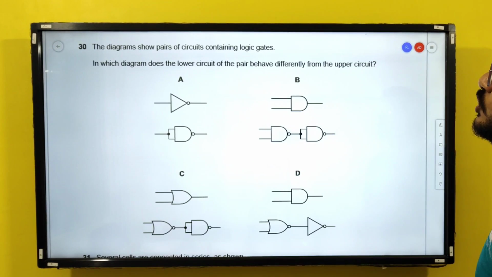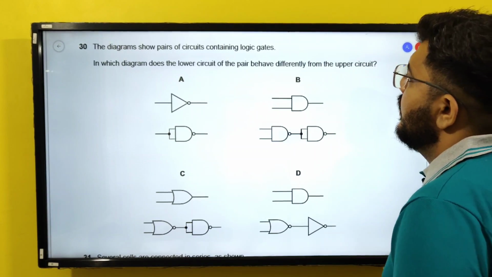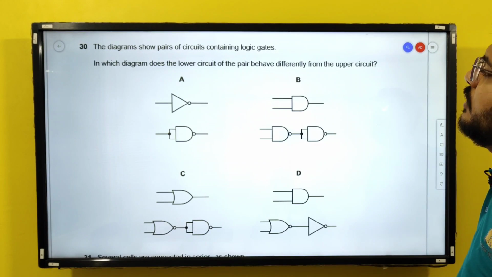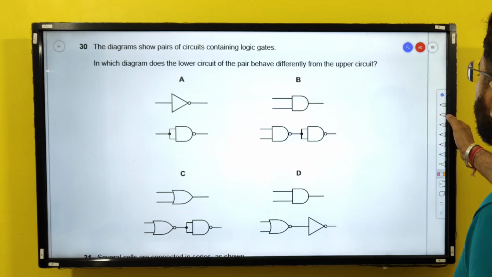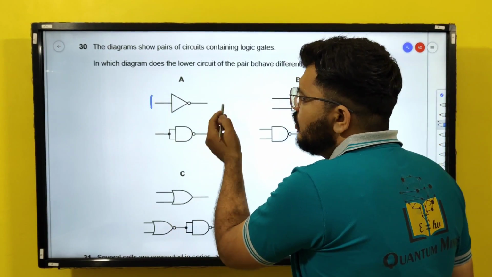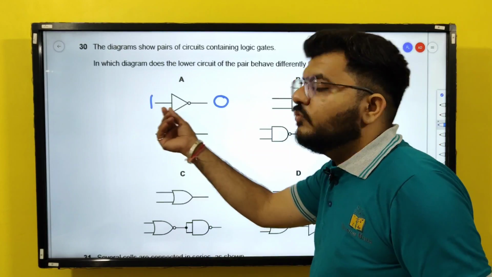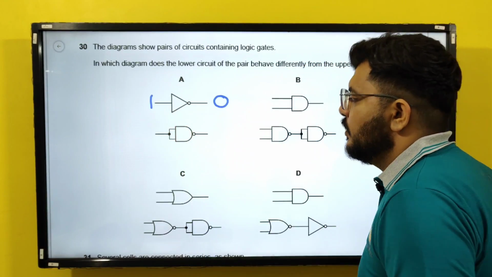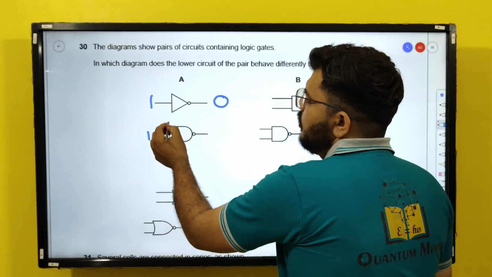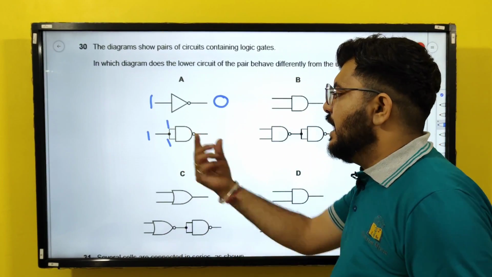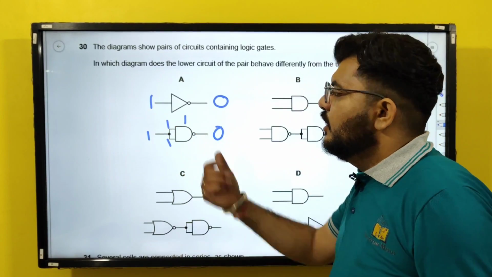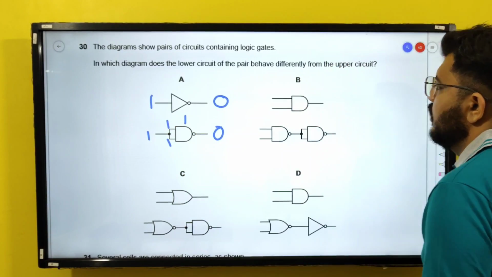Question number 30. The diagrams show pair of circuits containing logic gates. In which diagram does the lower circuit of the pair behave differently from the upper circuit? Let's check. Okay, let's start with input 1. This is a NOT gate, so output becomes 0. Here the input is 1 and 1. This is an AND gate, 1 and 1 is 1. So the output becomes 0 because there is a NOT symbol in front of it.